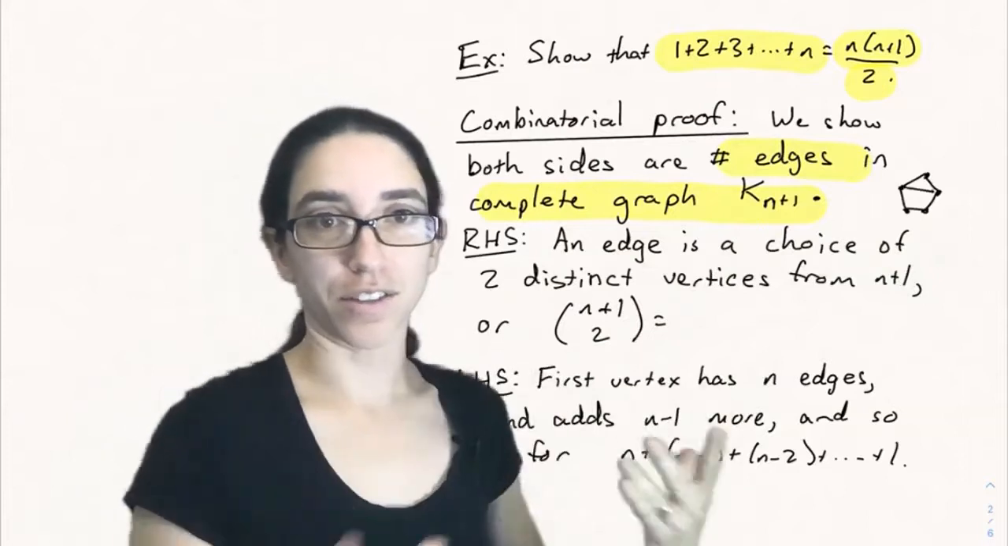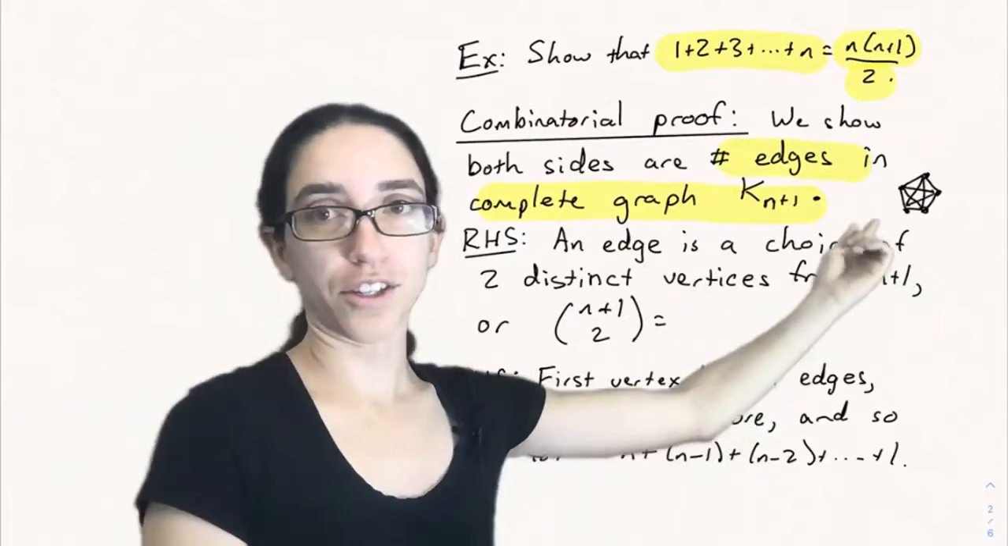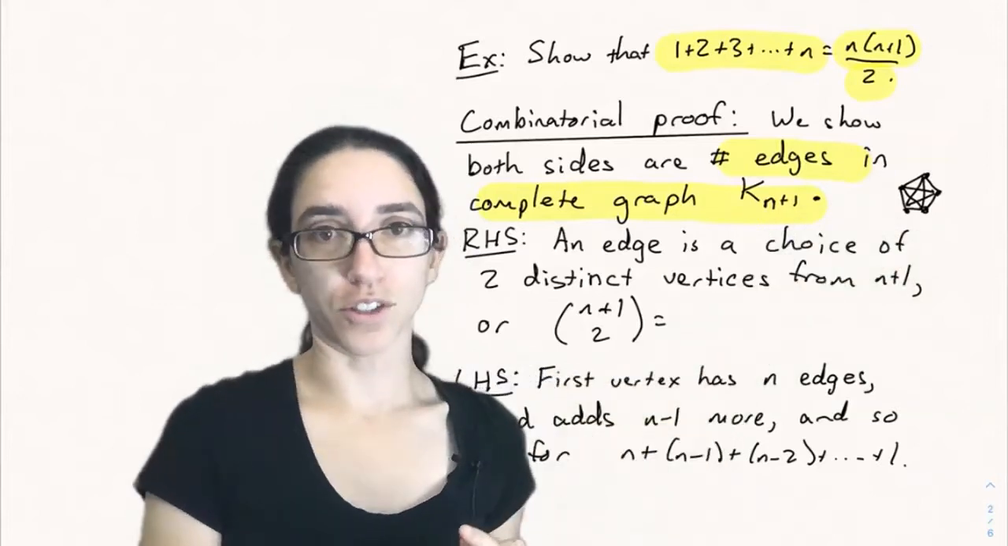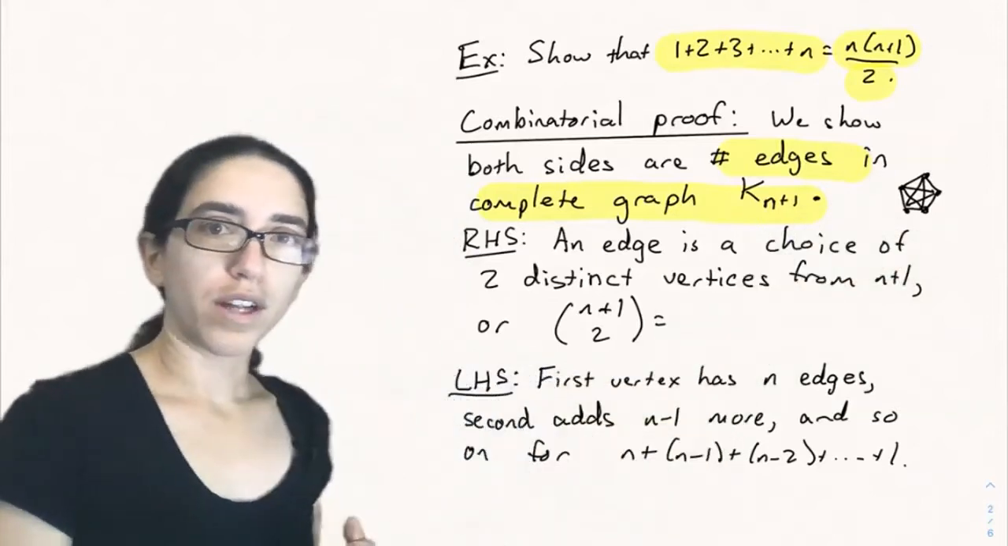It's complete. There's no more edges that you can draw. So for instance, here's the complete graph on 5 vertices. Every edge between every pair of vertices is drawn. So how many edges are there?